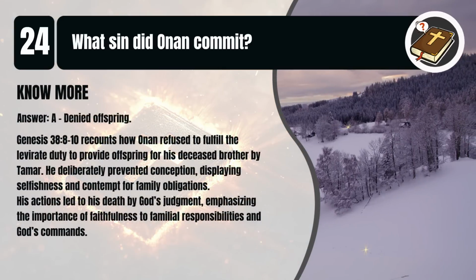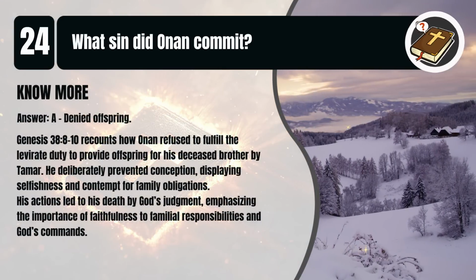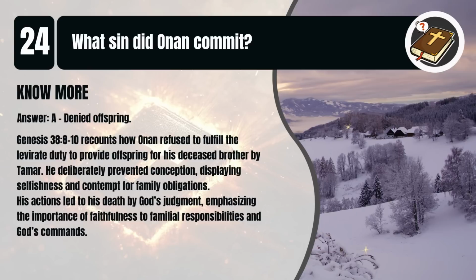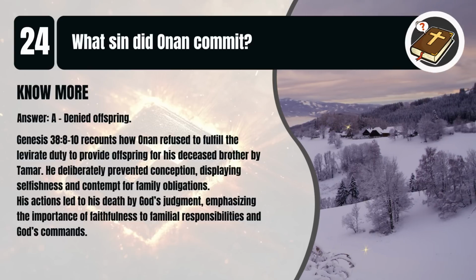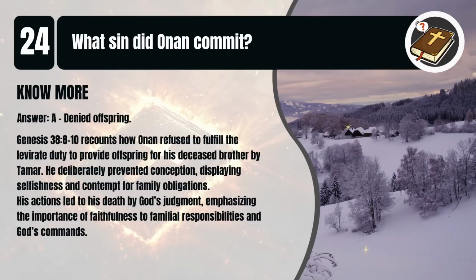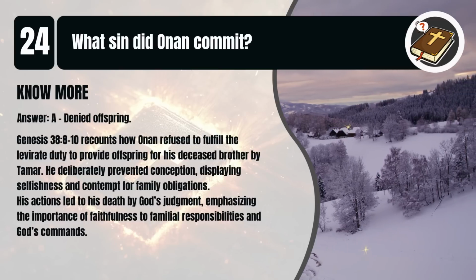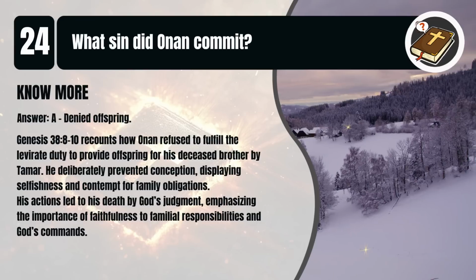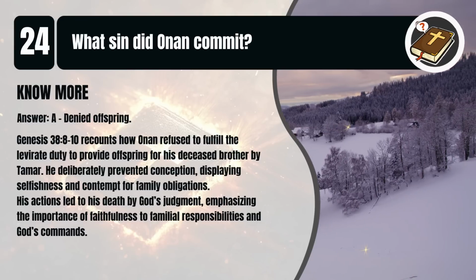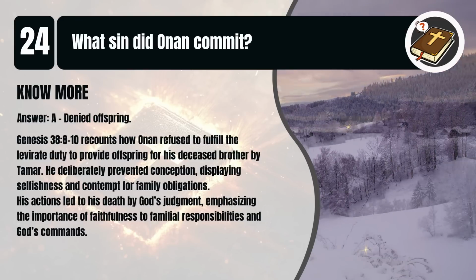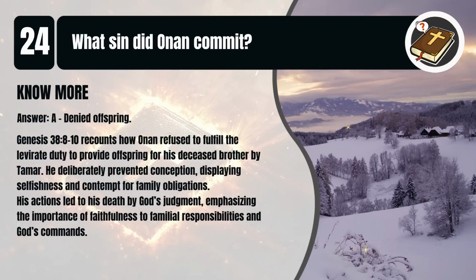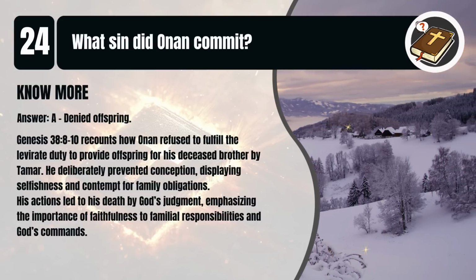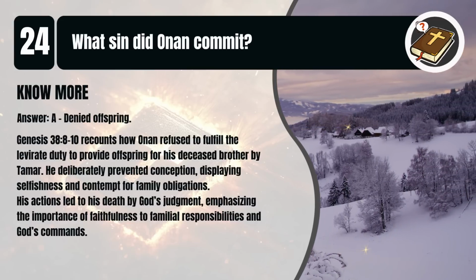That's A. Denied offspring. Genesis chapter 38 verses 8 to 10 recounts how Onan refused to fulfill the levirate duty to provide offspring for his deceased brother by Tamar. He deliberately prevented conception, displaying selfishness and contempt for family obligations. His actions led to his death by God's judgment, emphasizing the importance of faithfulness to familial responsibilities and God's commands.